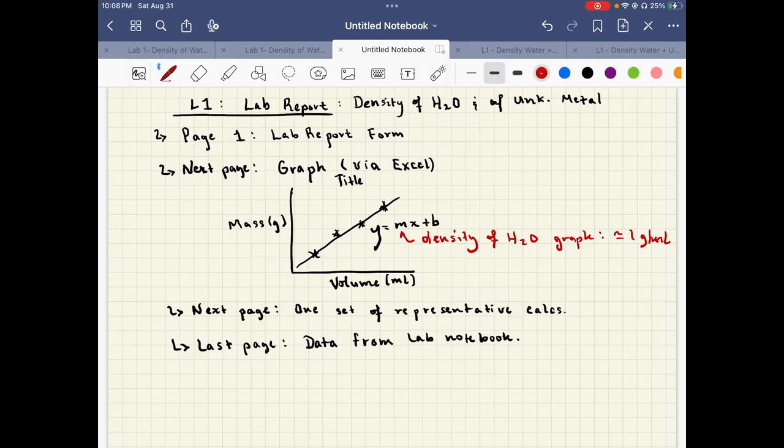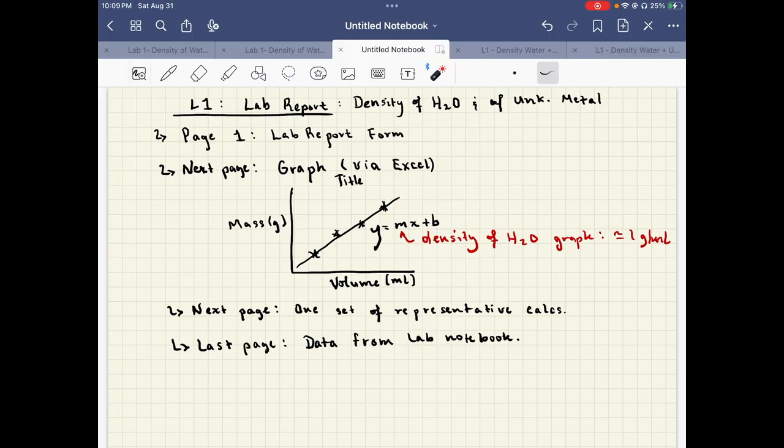For the next page, what I'm looking for is one set of representative calculations. That means where you have volume final minus volume initial, where you've subtracted the mass of your beaker from the mass of the beaker plus water, and where you show one representation of the density calculation as well as the average deviation. And then the last page, I would like data from the lab notebook. Please make sure that all of this is legible, meaning easy to read, and that you upload it as one document as a PDF in Canvas by the due time.